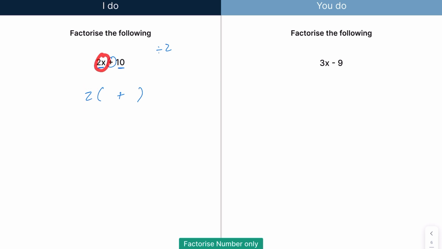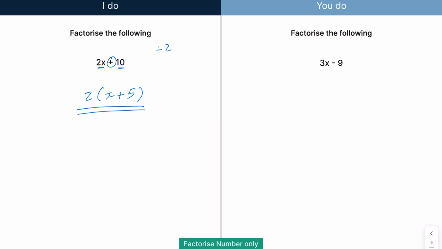The 2 is common in both of these. Now you have to ask yourself, what do you multiply by 2 to get 2x? That's just going to be x. And then you have to ask yourself, well, what do I multiply by 2 to get 10? That's going to be 5. And this is your final answer. Now, if you want to check if your answer is right, just expand this out. That gives you 2x plus 10. Okay? Like I said, factorization is just the opposite of expansion.